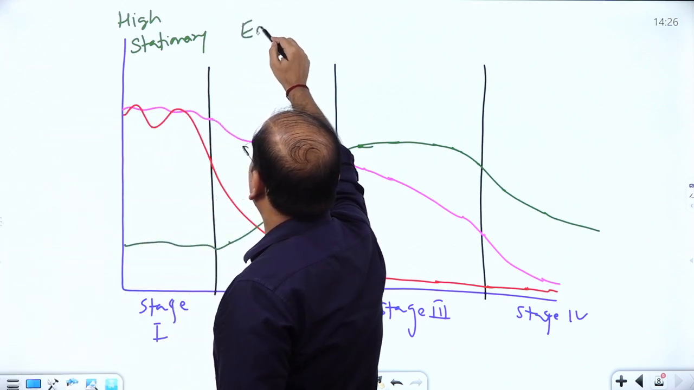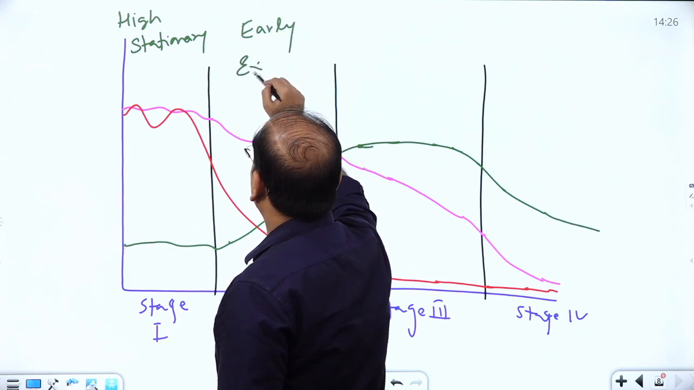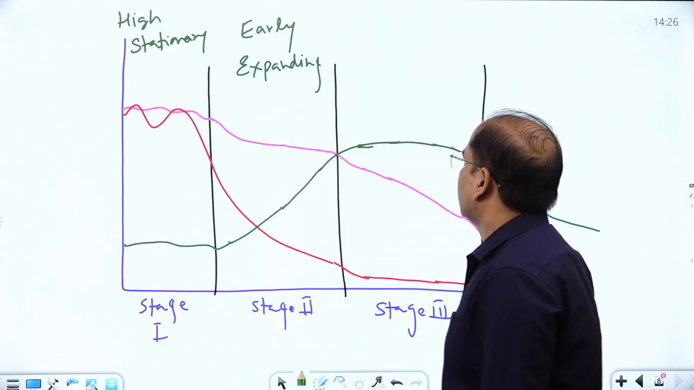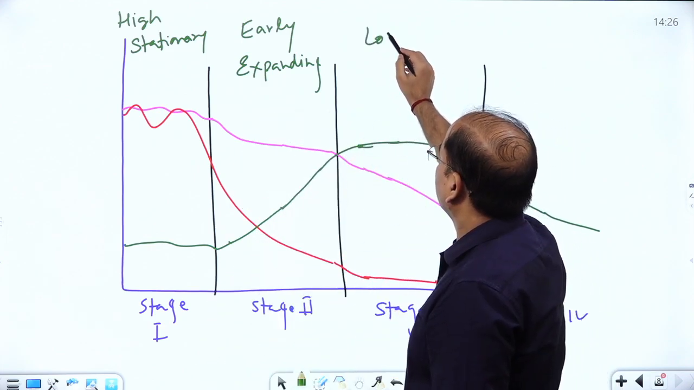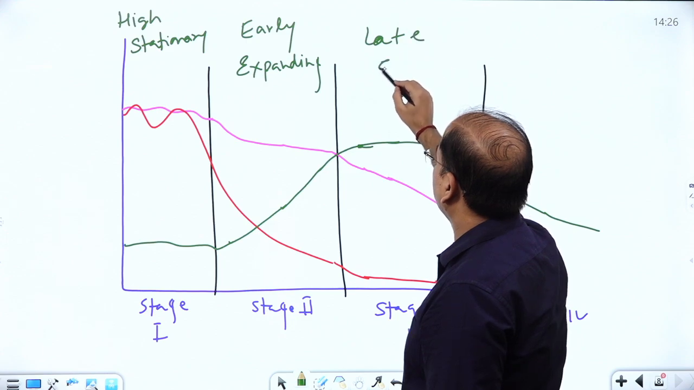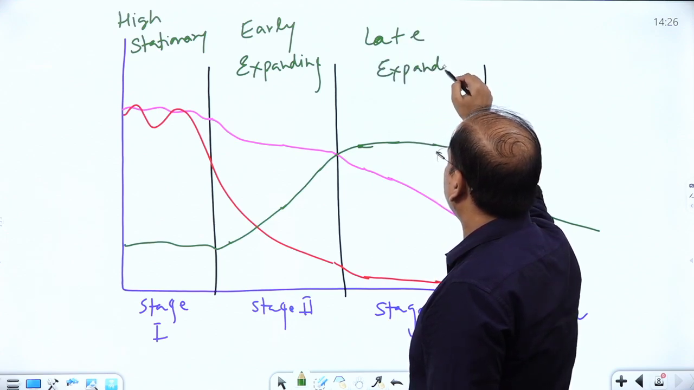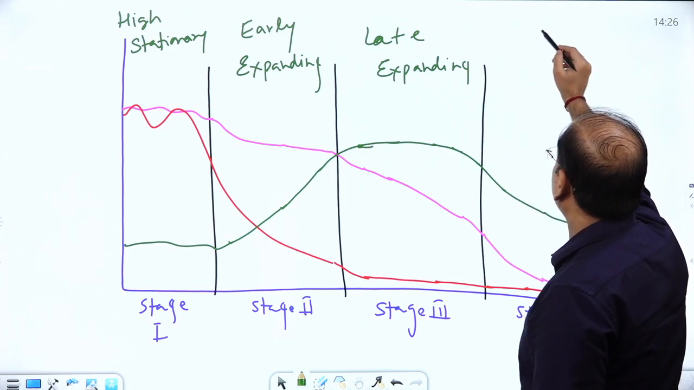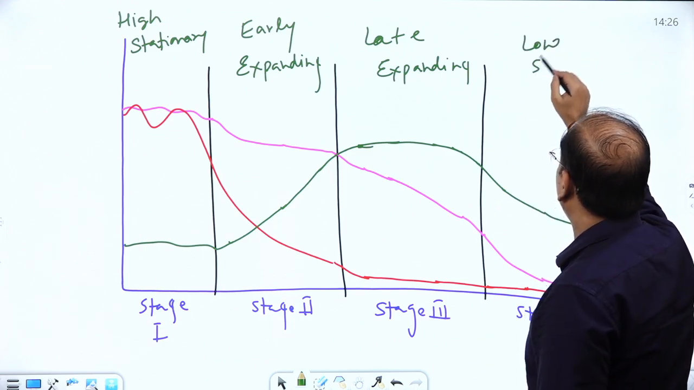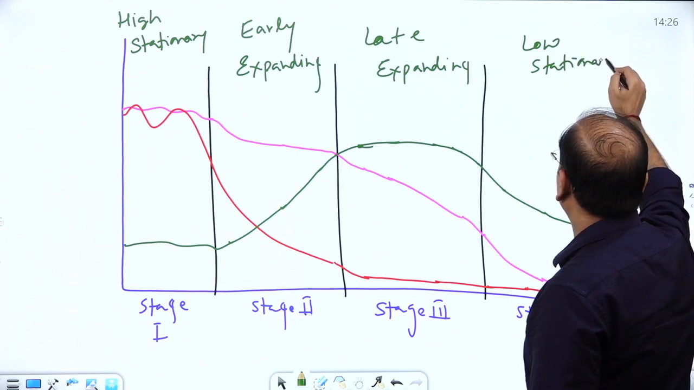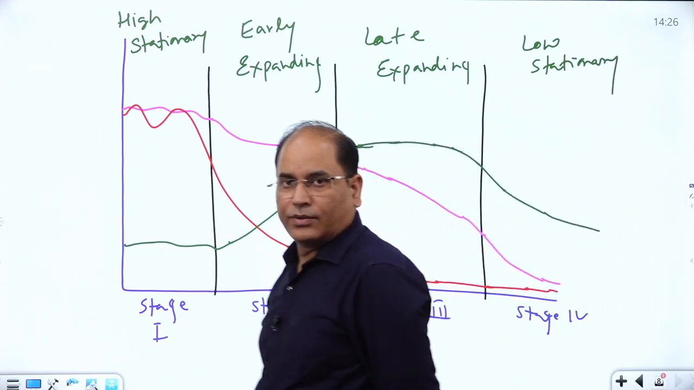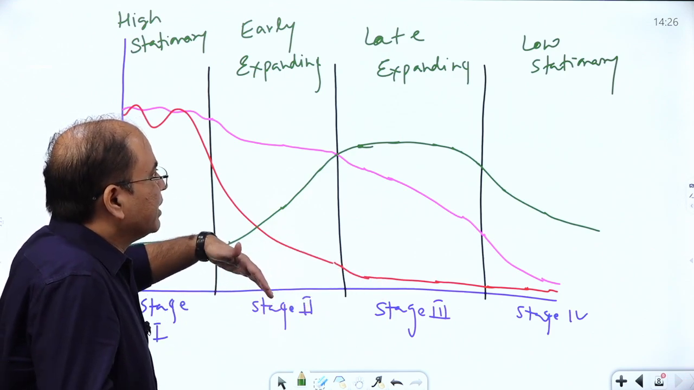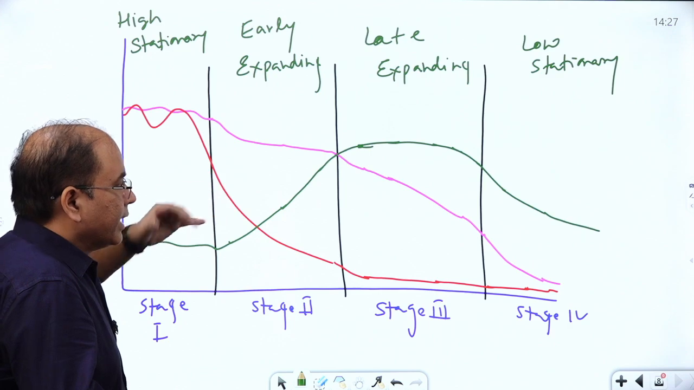Stage 2 is the early expanding stage. Then the late expanding stage, and then the low stationary stage. So for population growth, some of the scholars have tried to divide it even into 5 categories. Try to understand.